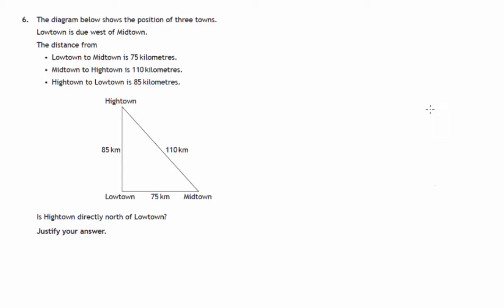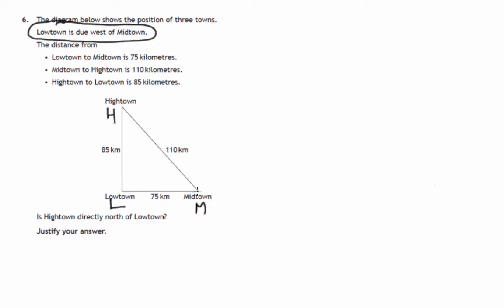This is question 6 from paper 2 of the 2014 National 5 Maths exam. We're given three places, High Town, Midtown and Low Town, and we're given the various distances between these places. The only clue that we've got as to the geographical layout of these towns is this statement here, which says that Low Town is due west of Midtown.